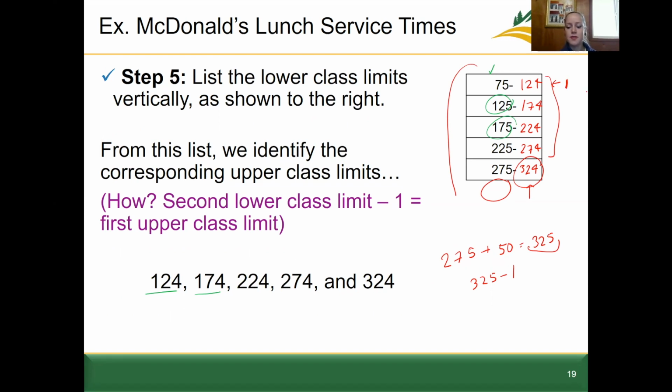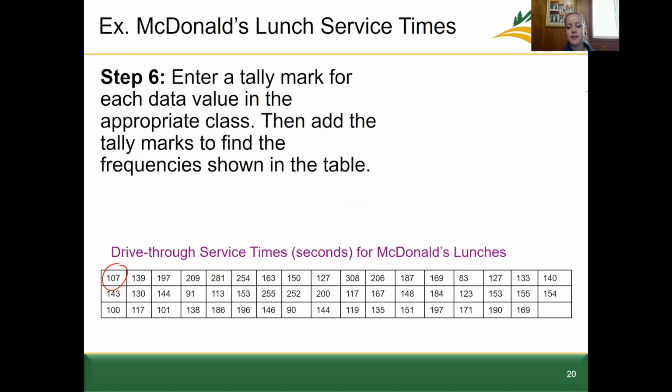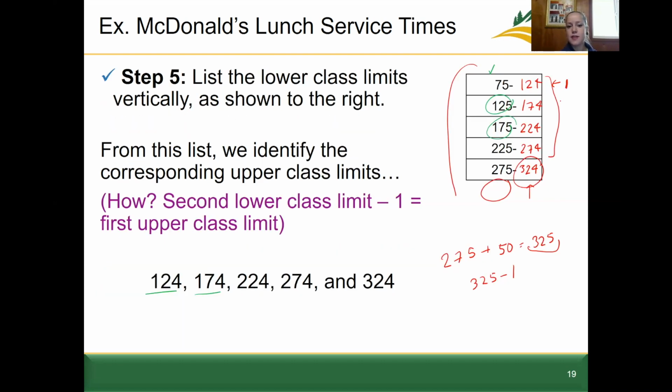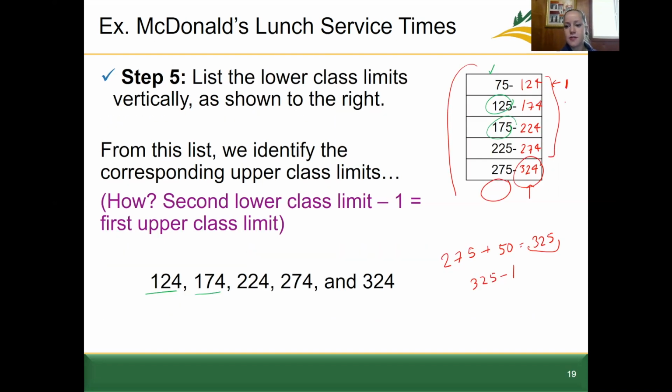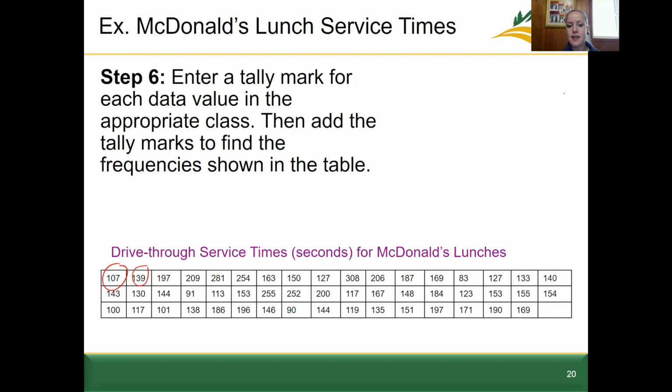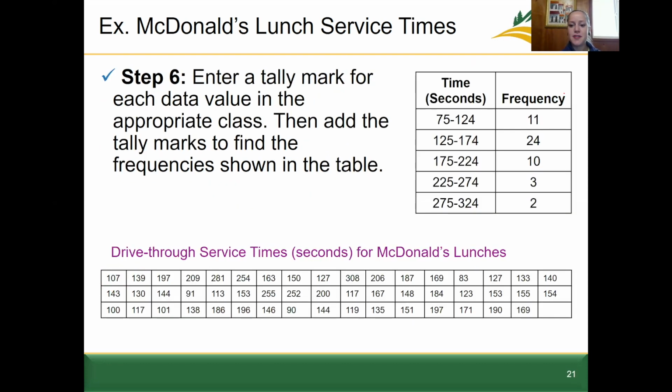You would want more room to do this, but you would go through each data point individually and sort each data point into the class that it belongs in. 139, we go back here, that's going to fall into this class. So I'm adding one tally mark there, and we keep going with every single data point that we have. So I want you to practice doing this and then look at the answer on the next slide. You've done this now, you looked at 107, 139, 197. You've decided what class each of those data points belongs to, and you've tallied up that we have 11 data points that belong in the category of 75 to 124 seconds.